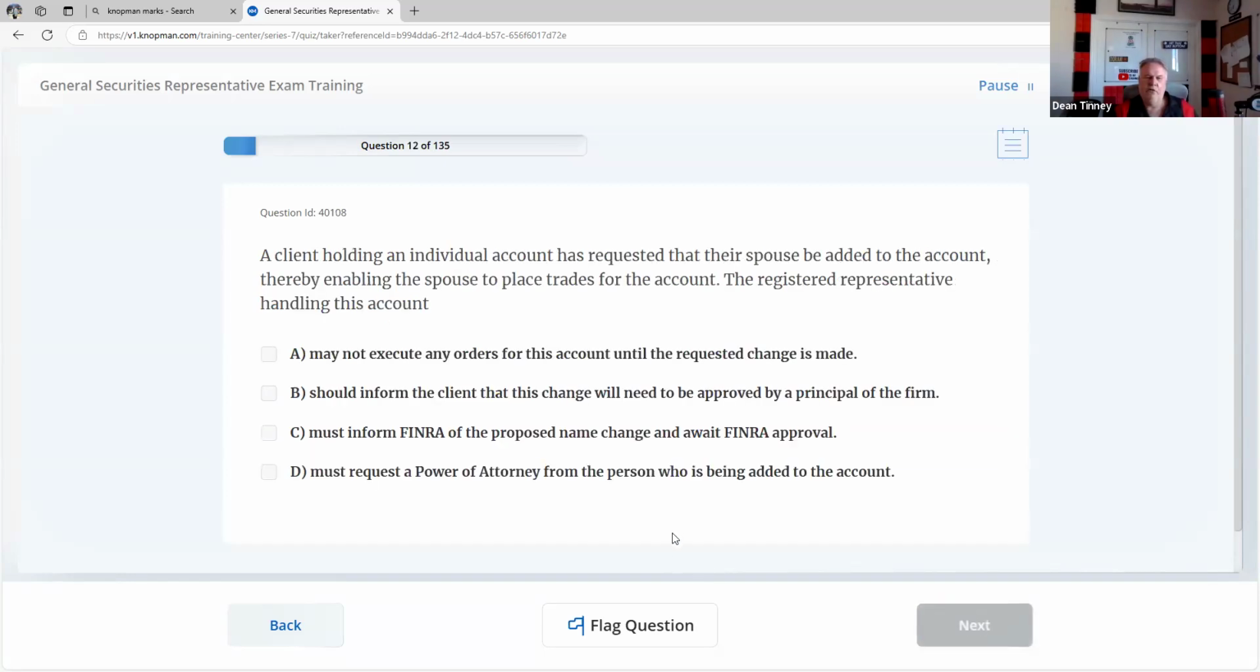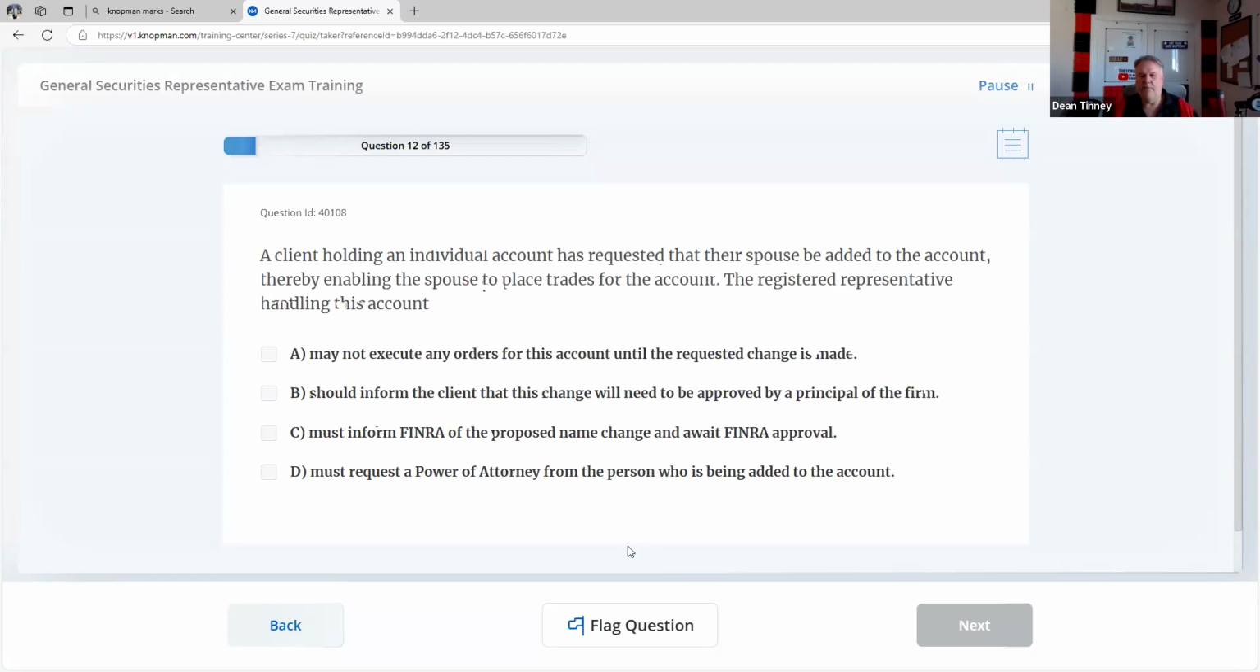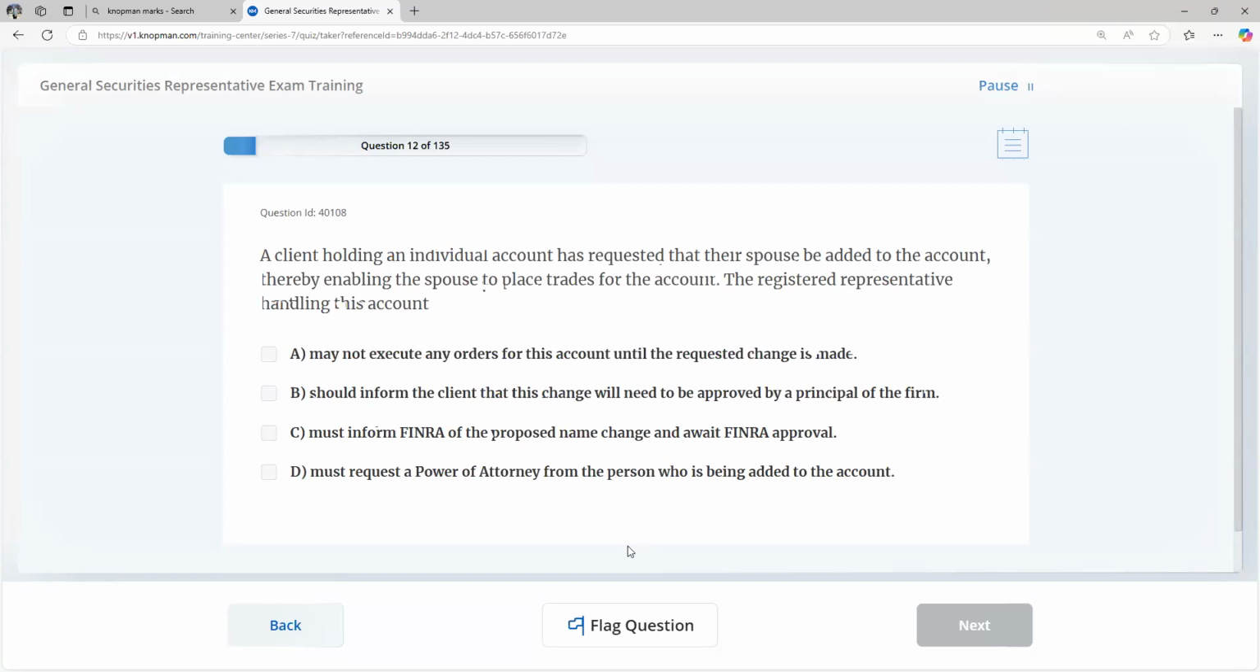A client holding an individual account has requested that their spouse be added to the account, thereby enabling the spouse to place trades for the account. The registered rep handling this account... Okay, he has requested that the spouse be added to the account. So I'm assuming that the spouse wants limited power of attorney. Yeah, that's what it sounds like to me as well, right? So I'm gonna go D. Yeah, I think so.